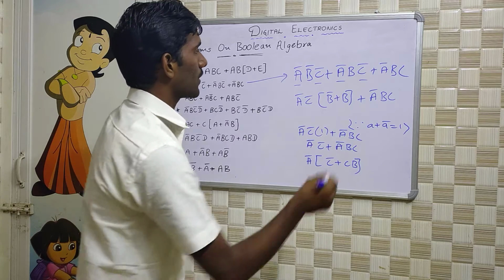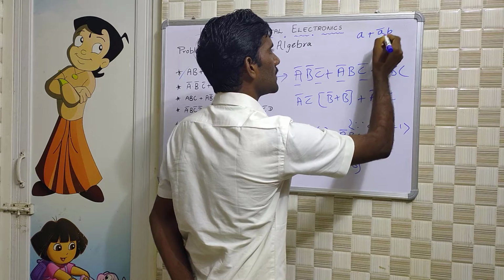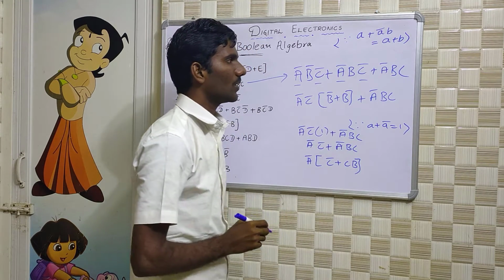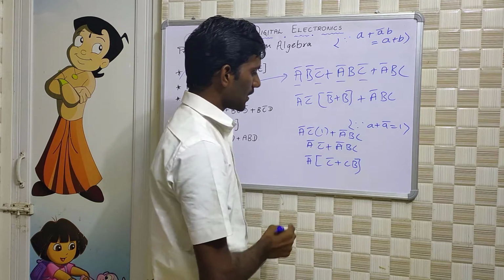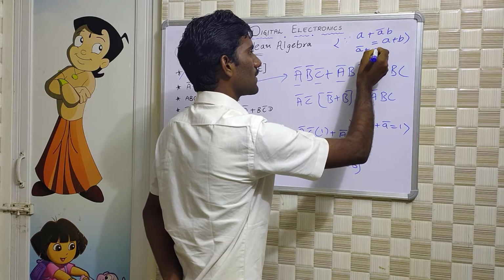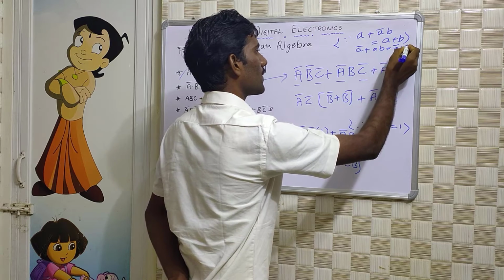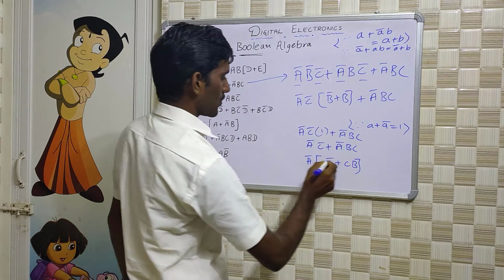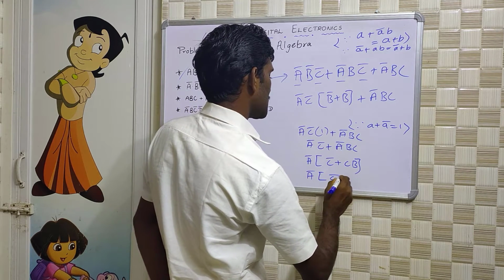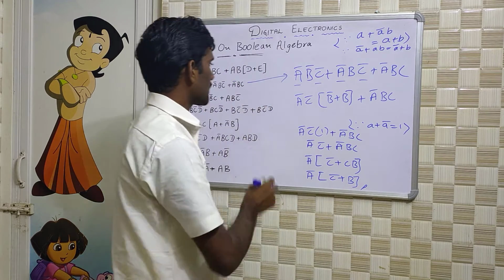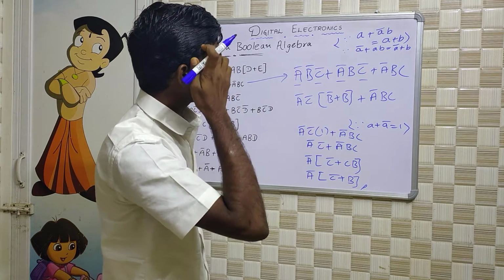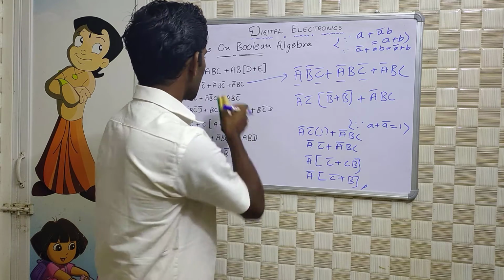We know the property A plus A bar B is equal to A plus B. This is the absorption property, one of the important properties. Conversely we can write A bar plus A B as A bar plus B. Similarly, here instead of A bar we have C bar, so applying that formula we get C bar plus B. This is the answer for the second question. This formula, A plus A bar B is equal to A plus B, is very important and needs to be remembered.